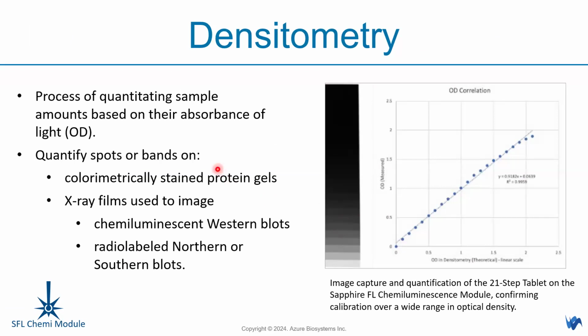Then you can quantify the spots or bands of your protein gels like Coomassie or BSA or silver stain, or any other film image for Western blot, Northern blot, or Southern blot. So there is densitometry analysis.